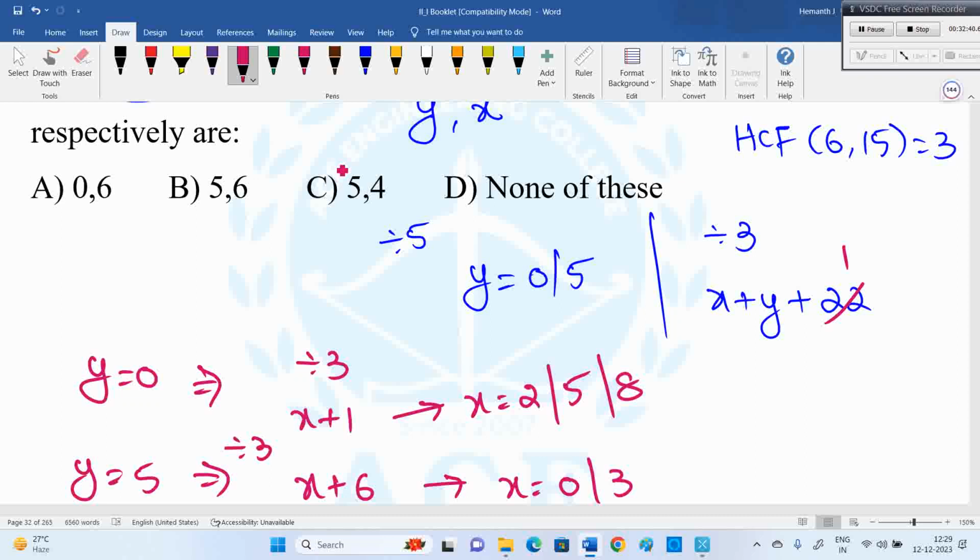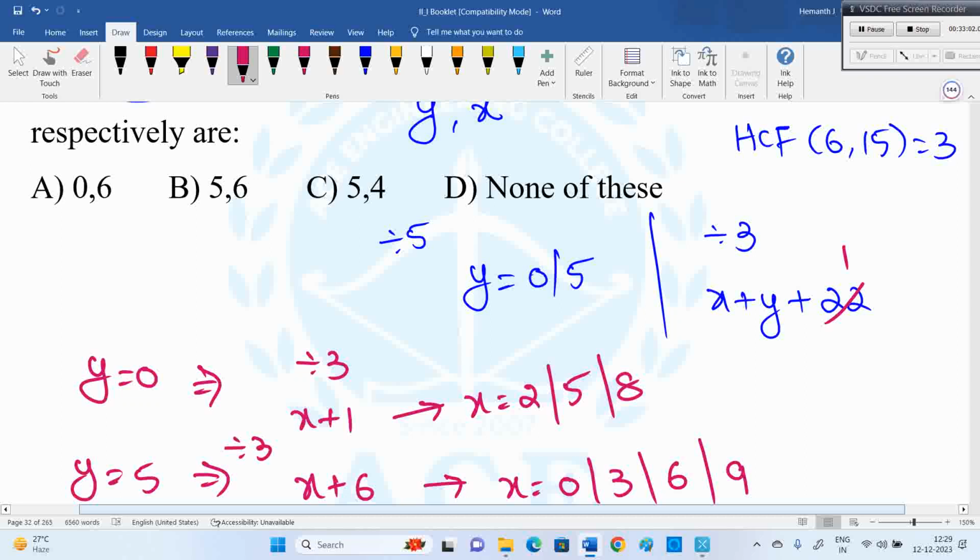Fine. x can be 6 also, no issue. Single digit only. 6 plus 6, 12, still divisible by 3. 9 plus 6 is 15, still divisible. Yes, this combination also we can go. 0, 3, 6, 9 also fine. x should be a single digit. x cannot be 12. Don't say now x value 12. x should be a single digit number.